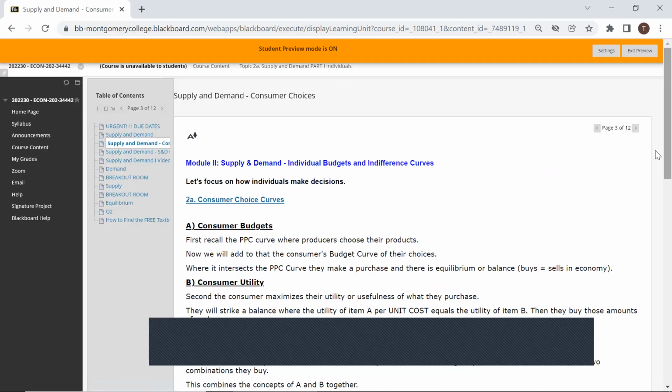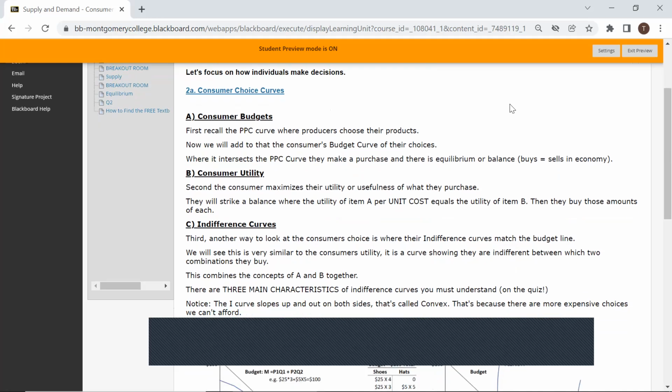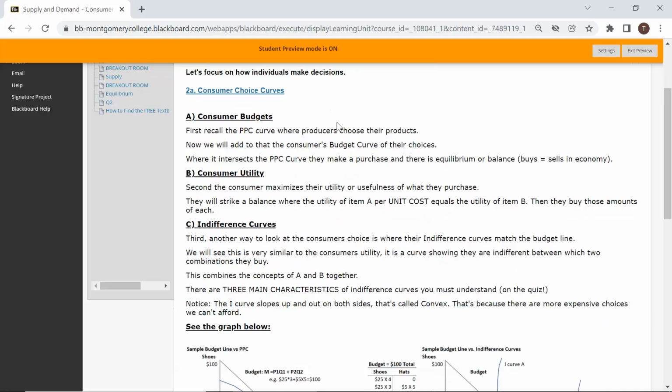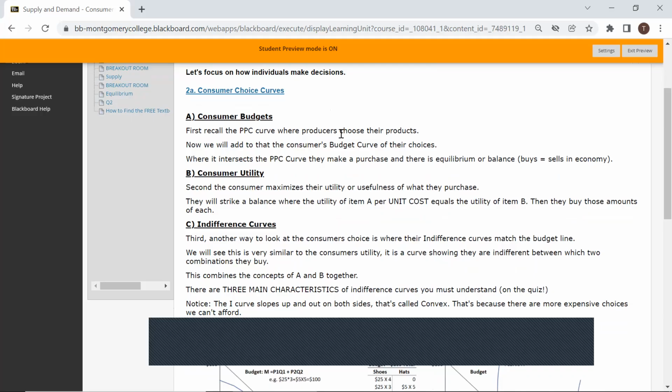So remember the PPC curve, where producers chose between two products. So we're going to have a similar consumer's budget curve, where consumers choose between buying two products. In the PPC curve, producers choose between making two products. That's why it's called production possibilities curve. In the consumer's budget curve, the consumer is going to choose between buying or consuming two products. Where the two curves intersect, consumers will make the purchase, and there's an equilibrium or balance, which means the buys equal the sells in the economy.